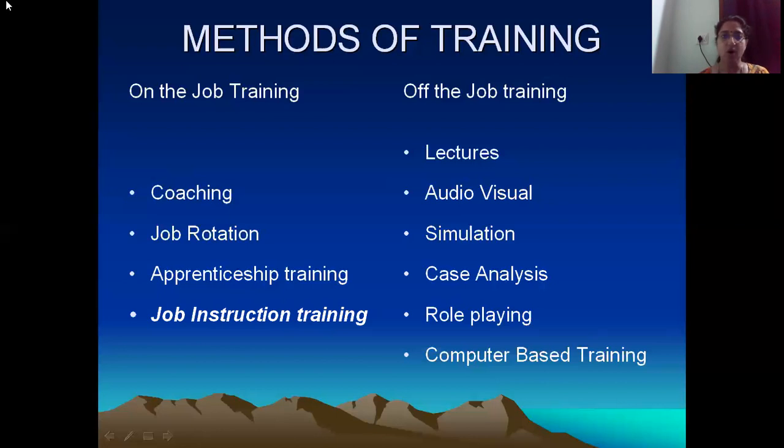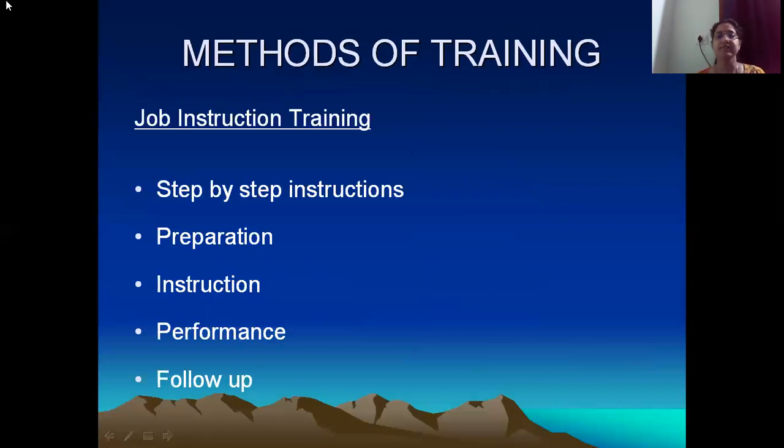So, to avoid all these problems, for slightly complicated tasks and for handling employees who are not very capable of the job right now, where a lot of additional training is required, such people normally require job instruction training. So what is the process in which job instruction training is carried out? What we understand by job instruction training is a step-by-step procedure in which instructions are given.